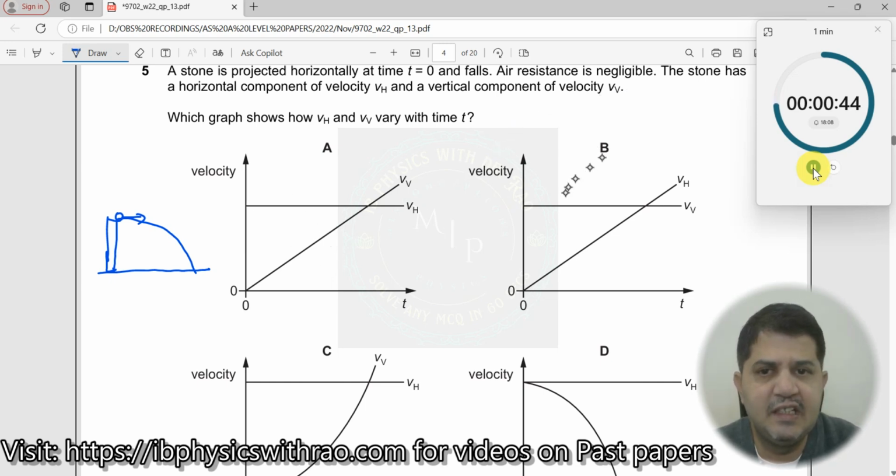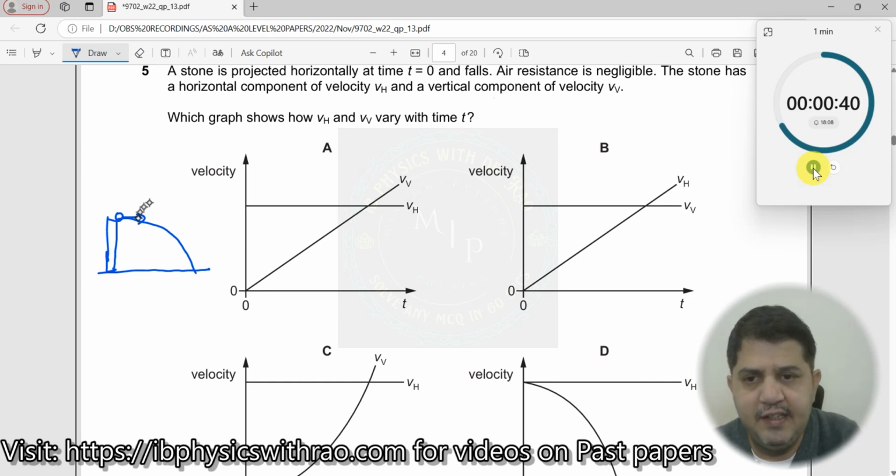Here resistance is negligible. Stone has a horizontal component of velocity and also a vertical component of velocity. When you throw it, it's only horizontal, and here its vertical was 0. But as it keeps on coming down, it has a horizontal as well as a vertical. Which graph shows the variation of VH and VV with time t? So you need to find out which graph is the right v-t graph over here.